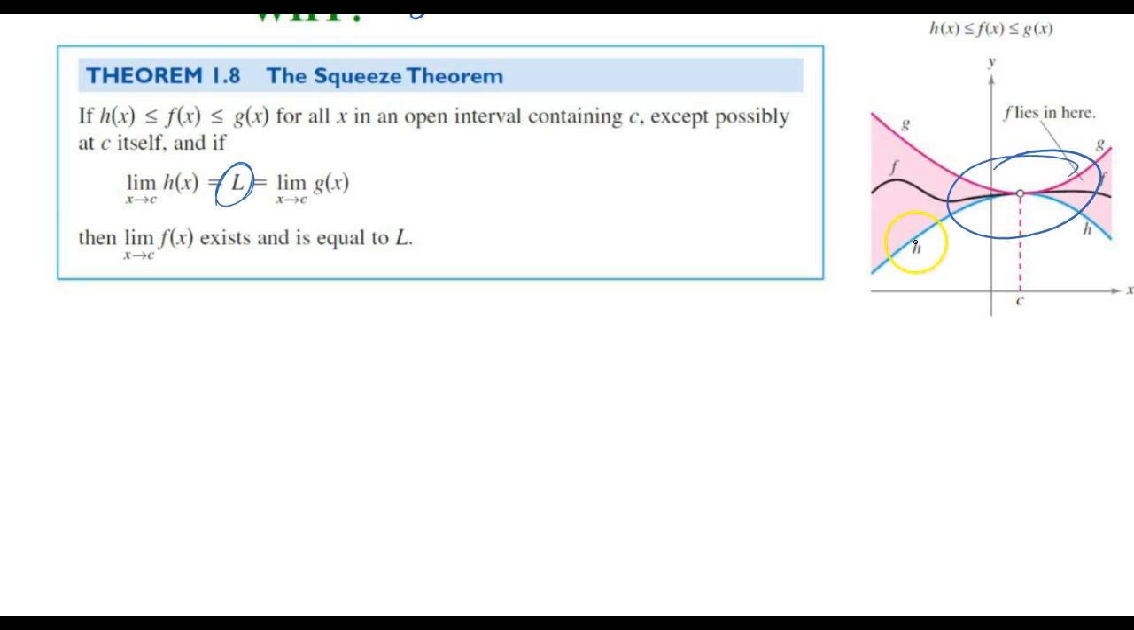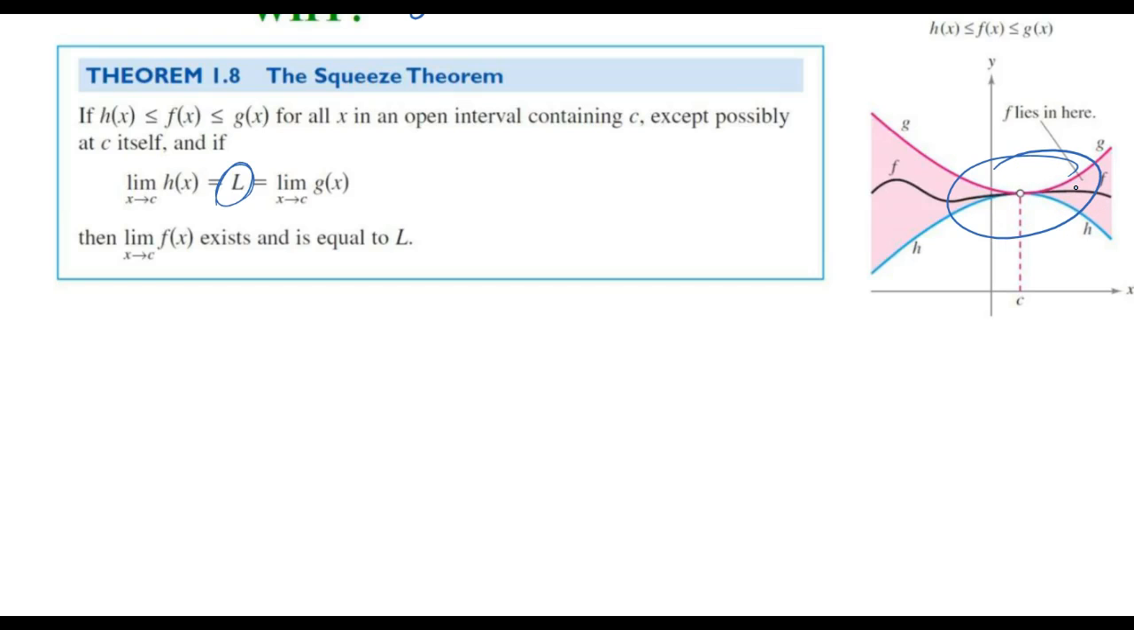So the limit of h is, let's say that's the number 3. So the limit of h as x approaches c is 3. The limit of g as x approaches c is also 3. Well then that f that's trapped between them is forced to also be the same limit.